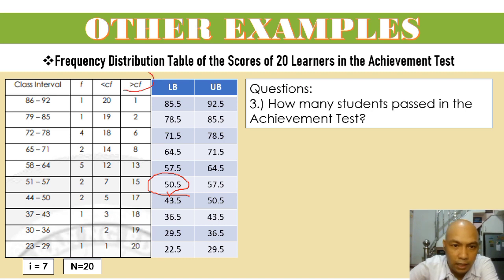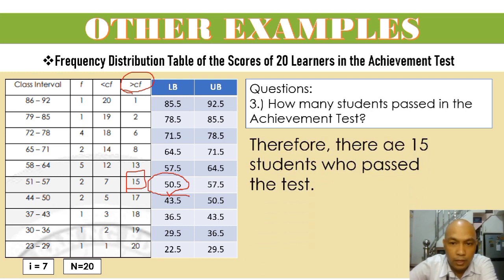Tapos, tingin ka naman dito kay greater than cumulative frequency. Ito naman to, di ba? Ang ibig sabihin kasi ng 15, students who got greater than or equal to 50.5. Which is, syempre, 51. Wala namang 0.5 sa achievement task. Kaya, nasa 51 yon. So, ibig sabihin, there are 15 students who passed the test.